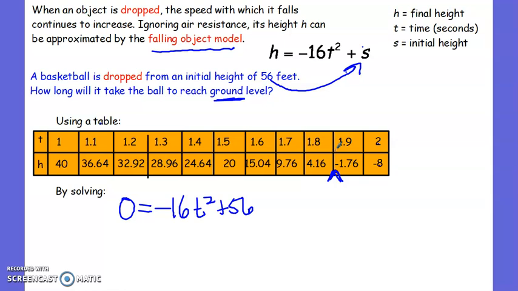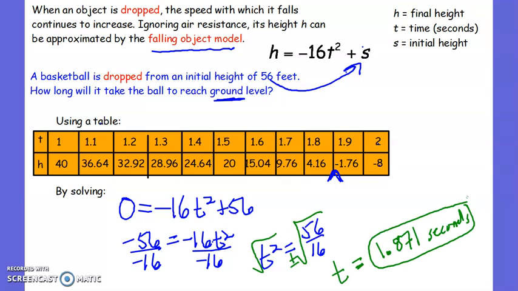A better way, though, much faster than estimating, is, again, just solve. If I take negative 56, put it on the other side, then I divide by negative 16, t squared will end up equal to, with a little bit of magic, dividing by that 16, 56 over 16. Take the square root. Now, I'm not going to say plus or minus this time, only because we can't have negative time. But we end up with positive 1.871 seconds.